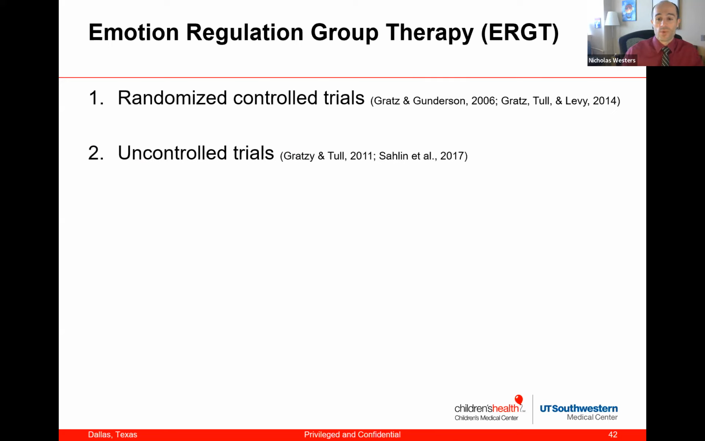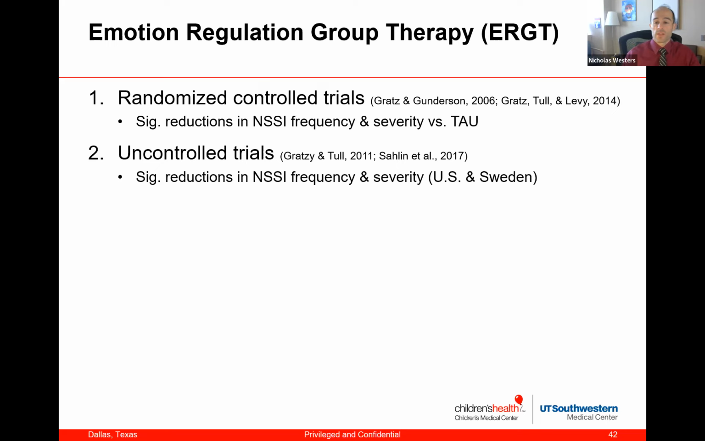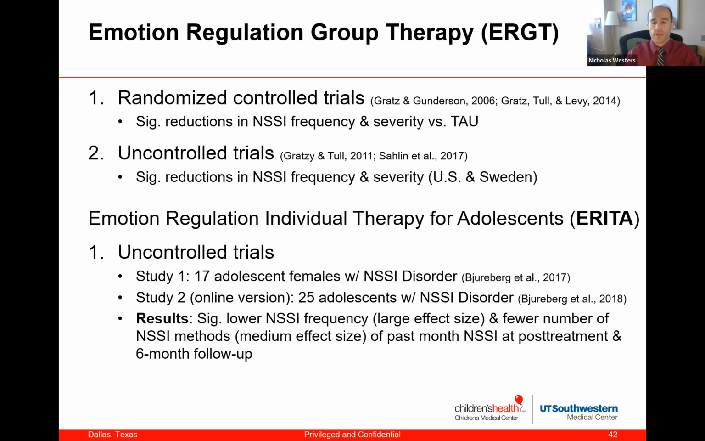So with 2 randomized controlled trials evaluating the effectiveness of ERGT with adults, they found significant reductions in self-injury frequency and severity among participants in the 14-week intervention group when compared to treatment as usual. And then uncontrolled trials of ERGT have actually shown similar results in both the US and Sweden. I mentioned Sweden before, and New Zealand.